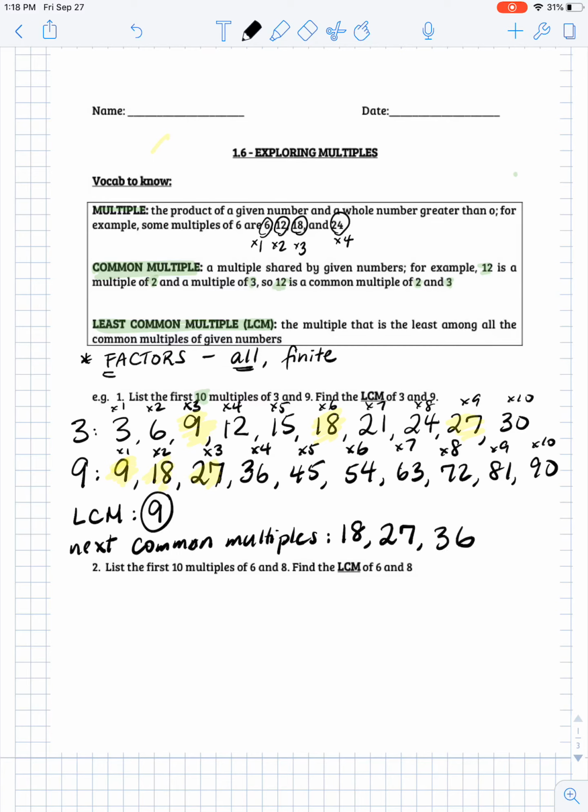Now, why was I able to predict that? Well, it's because if the LCM is 9, I know the next time it's going to happen is the next 9 after that, which would be 9 times 2, which would be 18, right? So this is a key number to know. After that, the next common multiple has to be 9 times 3, which is 27. And then the next common multiple after that would be 9 times 4, which is 36.